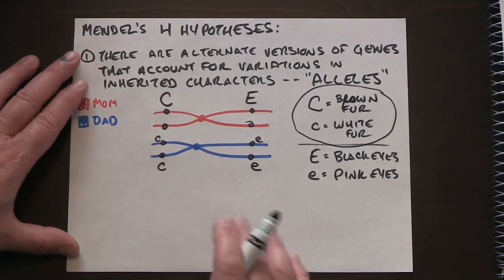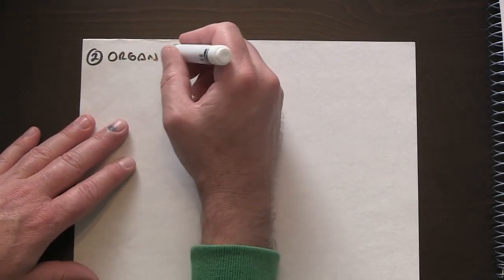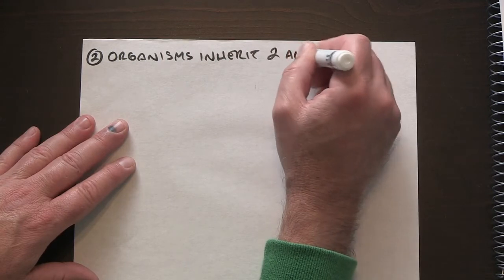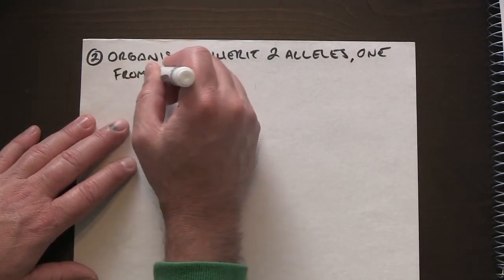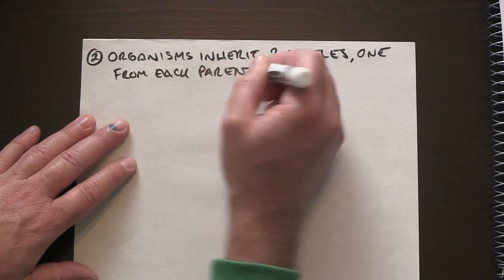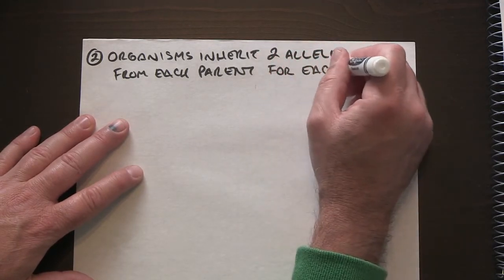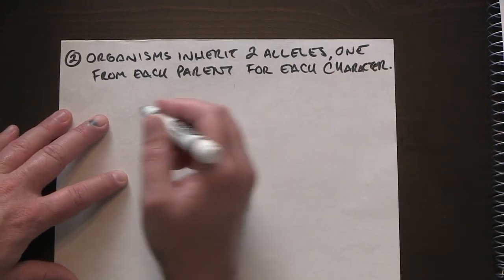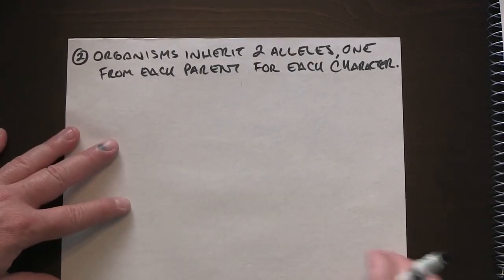I don't know if I'm going to have room here, so I'm just going to get a new sheet of paper. Hypothesis number 2 is that organisms inherit two alleles, one from each parent, one from mom and one from dad, for each trait. It's a character. So you can inherit the same allele from your mom as your dad, or they can be different.